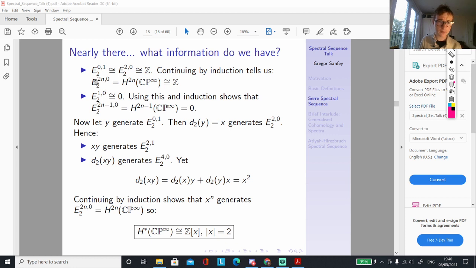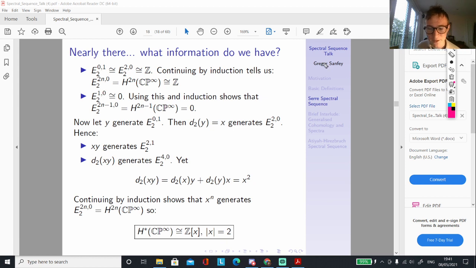Okay. So actually both of the arguments which we just used can be used inductively to show that E2n0 2 is isomorphic to the integers. And remember, don't forget what we're actually computing, which is that E2n0 2 is equal to the 2nth cohomology of CP infinity. Right? That's what we're actually computing here. And again, by induction and using the same argument as before, we can show that all of the odd cohomology groups of CP infinity are equal to 0.